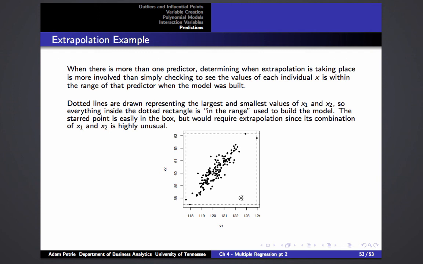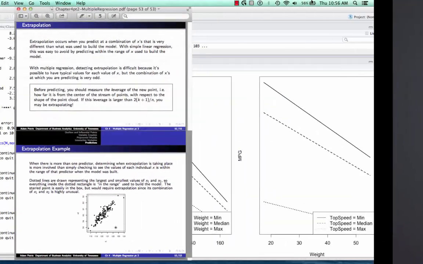And so that's why we need to look at the leverage, because the leverage is able to synthesize what the shape of the predictor data cloud looks like, and it tells you how far away that point is from the center with respect to the shape of that data cloud. So when you make predictions, be aware that you may be extrapolating and not know it if you just check the x values. You need to check that point's leverage, how unusual it is with respect to the shape of the data cloud. And that's it.